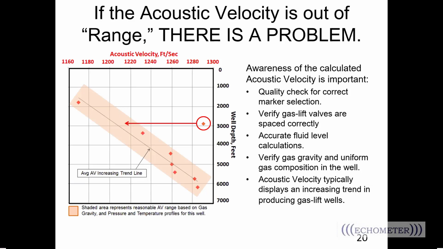Of course, verify your gas gravity and uniform gas composition in the well. And again, we typically see an increasing trend in the acoustic velocity as the depth of the wellbore increases, because we're increasing temperature and pressure. That's going to impact the acoustic velocity. Each particular gas has its own characteristics, and we do have several different charts for different types of gases. If you want more information on whatever particular type of gases you have, let us know, and we can get you some additional information on that.